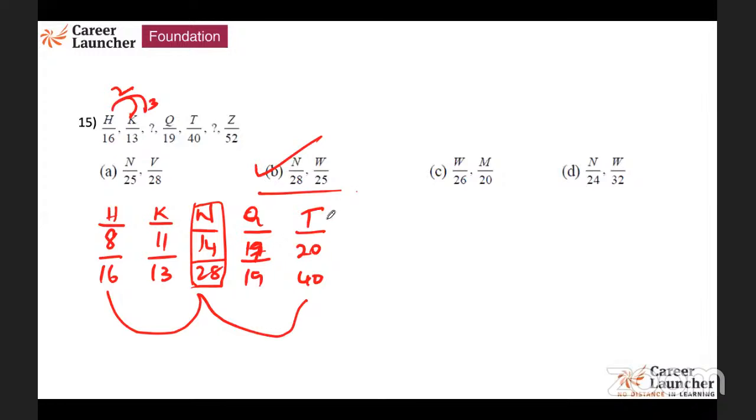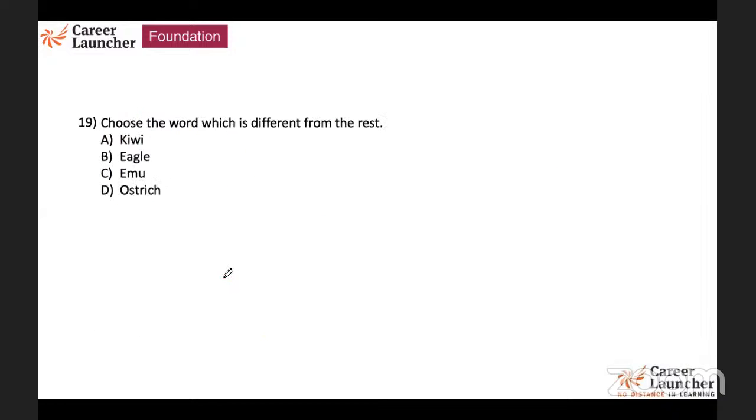Double plus 2, double plus 2, double plus 2. That's the exact way. The answer is B for this. This is easy. Choose the word which is different from the rest.